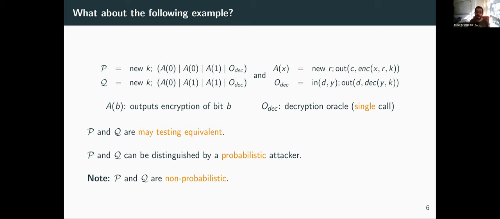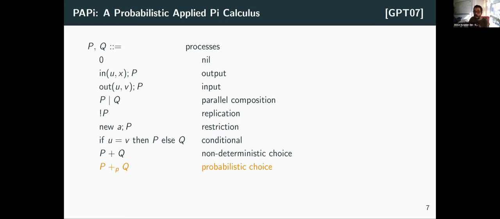One important note is that P and Q themselves are not probabilistic. So what I'm saying is that if we add the possibility to make probabilistic choices to the attacker, to the language, then I'm adding distinguishing power to the attacker, even if the processes that I'm studying at the beginning are completely non-deterministic, so they don't have any probabilistic choice. This is a motivating example for why we should look into this: what happens if I add the possibility to make probabilistic choices? The language that we will consider is a probabilistic version of the applied pi calculus, which was first introduced by Goubault-Larrecq, Palamidessi, and Troina in 2007.